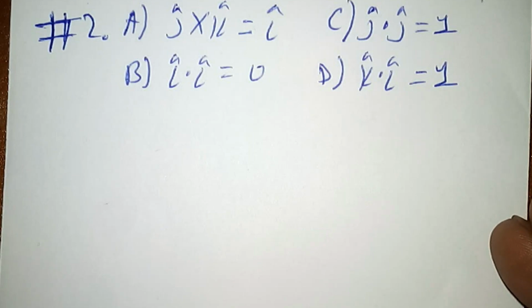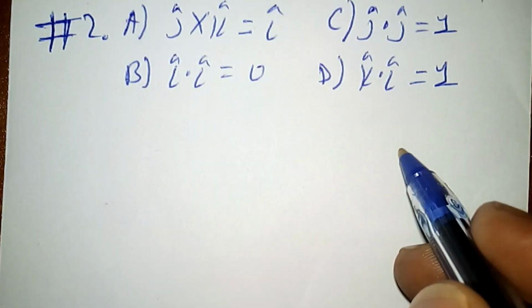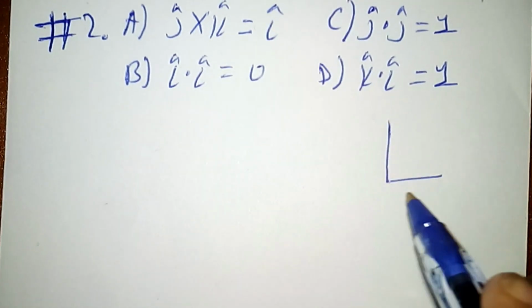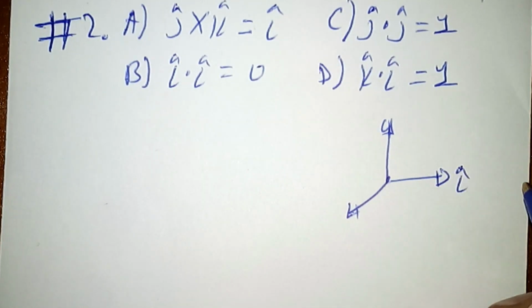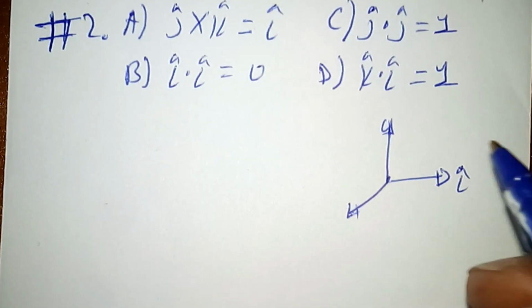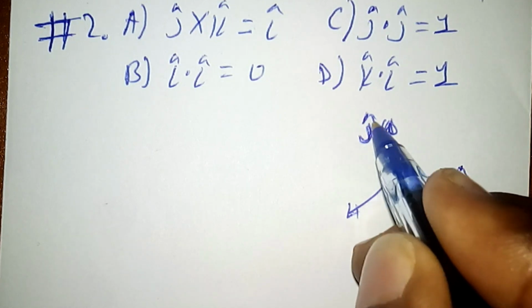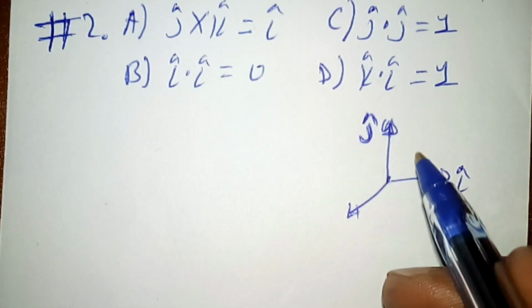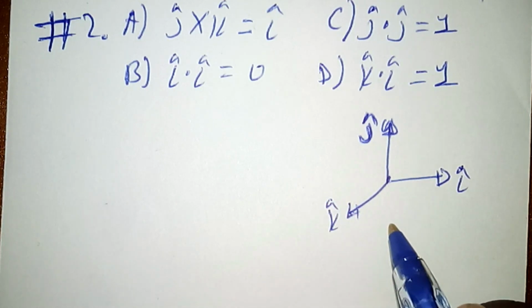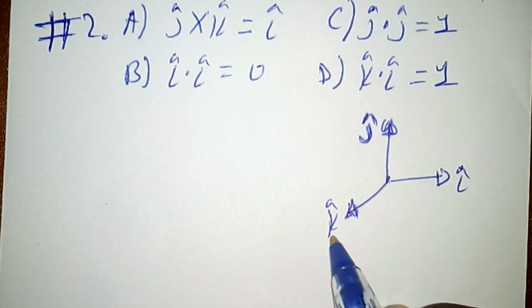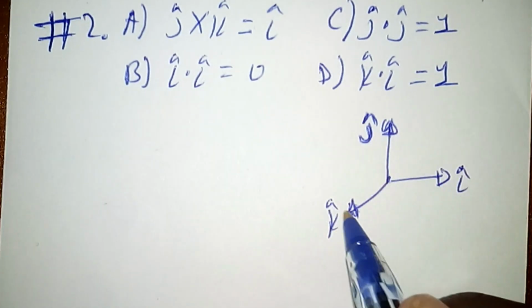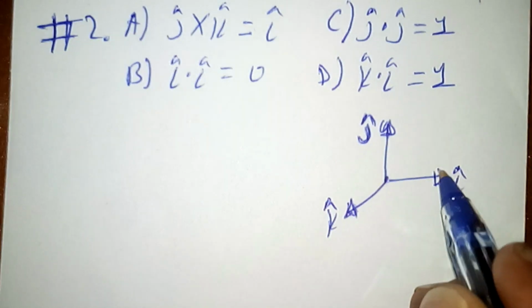So this question asks which one of the following is correct in a clockwise system. The clockwise system is the system we use to determine especially the cross products of the basic unit vectors in the Cartesian coordinate system. We use the i unit vector to indicate the x-axis, the j unit vector to indicate the y-axis, and the unit vector k to indicate the z-axis. So i, j, k are the basic unit vectors in the Cartesian coordinate system.